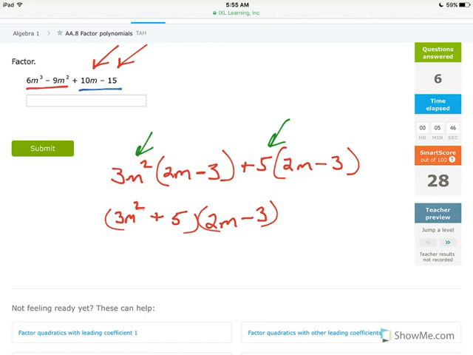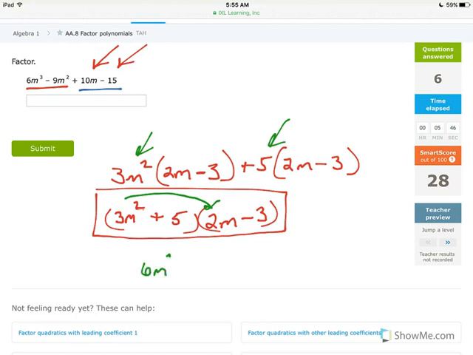And again, you can always double check this by multiplying. So these should be your factors. If you were to distribute everything back together, the 3m squared multiplied by the 2m should get you 6m cubed. The 3m squared multiplied by the negative 3 should get you negative 9m squared.